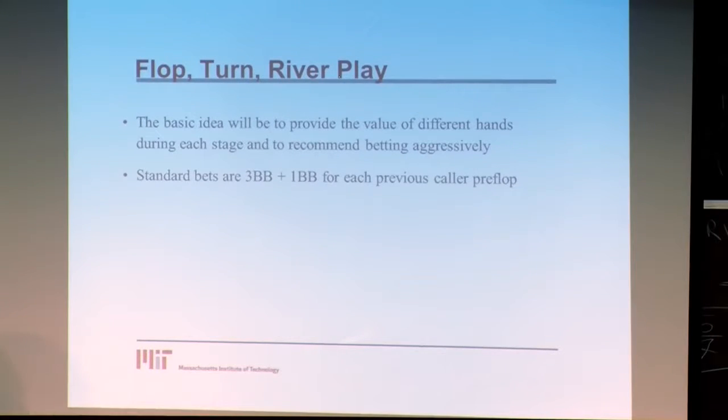So the standard bet here is going to be 3 big blinds plus 1 big blind for every caller before you. So if everyone folded before you, you bet 3. If 2 people called before you, you bet 5 times a big blind. All your bets should be big. They should be big portions of the pot. 2/3 is an okay number. If you think the person is particularly weak, you can bet the pot.